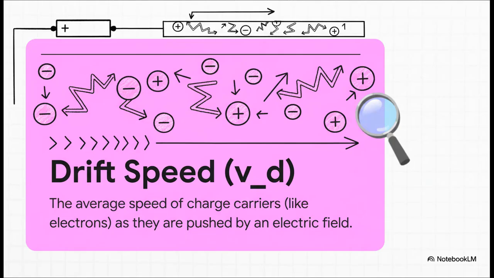And this idea brings us to something called drift speed. See, when you apply a voltage, you create an electric field, and that field gives the electrons a little push. But it's not like they have a clear runway ahead of them. They are constantly crashing into the atoms of the wire, bouncing around all over the place. Drift speed is the average speed they manage to achieve in the direction of the current, despite all that chaos. It's their net forward progress.